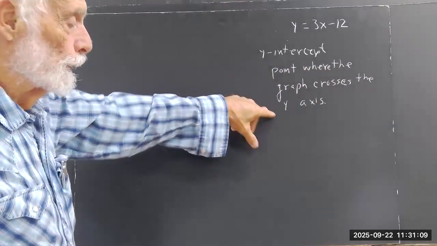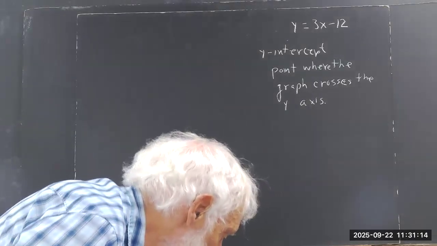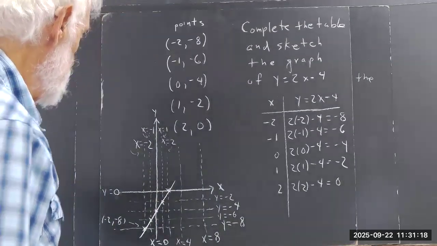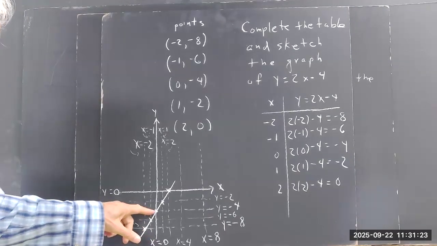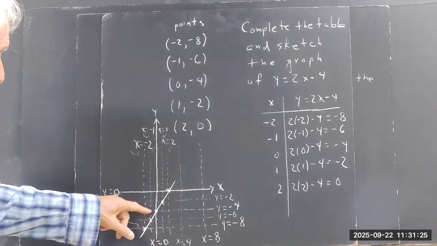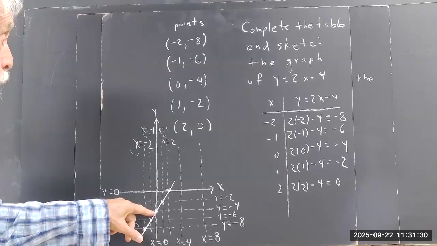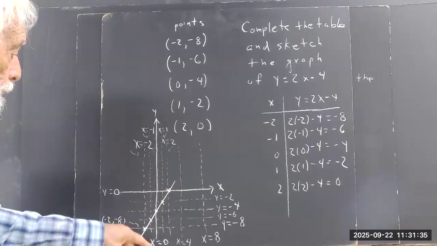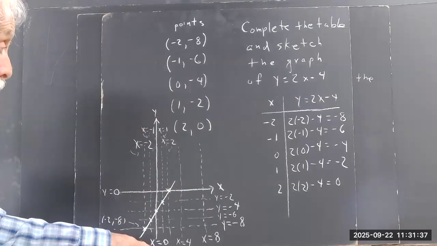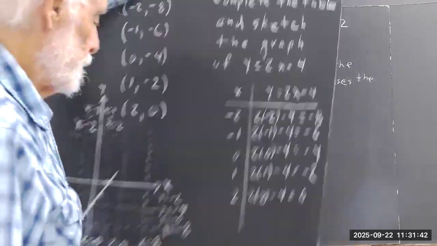The y-intercept is the point where the graph crosses the y-axis. Now you can see the y-intercept on the graph that we just did. Where's the y-intercept? Well, it's right here. This is where the line crosses the y-axis. It's the point 0, -4. X is 0 because x is 0 on the y-axis, and y equals -4.